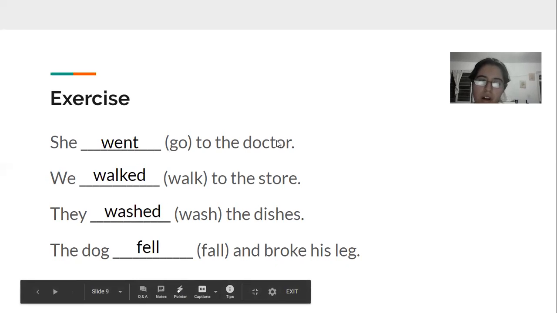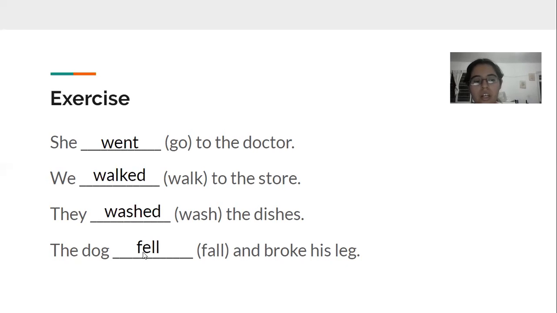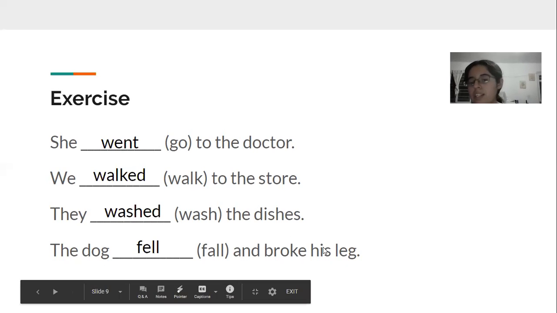So those are the answers. She went to the doctor, we walked to the store, they washed the dishes, and the dog fell and broke his leg. As we can see, went is irregular, fell is irregular, walked regular, and washed regular.